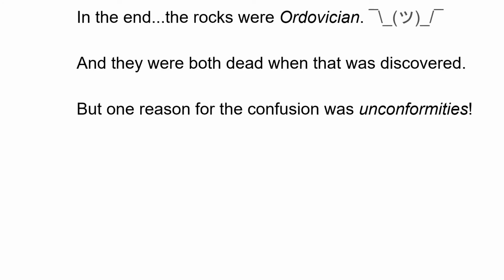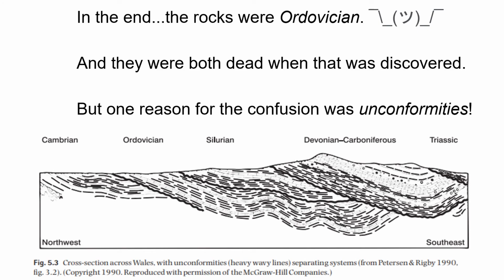However, they were both wrong. In the end, those rocks were Ordovician, and they were both dead when that was discovered. And the reason for that is because of unconformities. Here's a cross-section across Wales. Yes, there's a Cambrian. Yes, there's a Silurian. What they were both looking at was Ordovician. And so the Ordovician was named decades later, when these two were already gone.